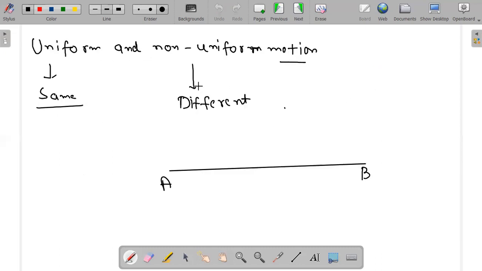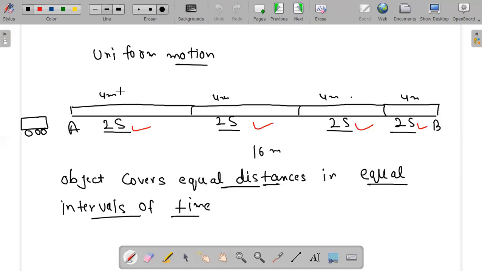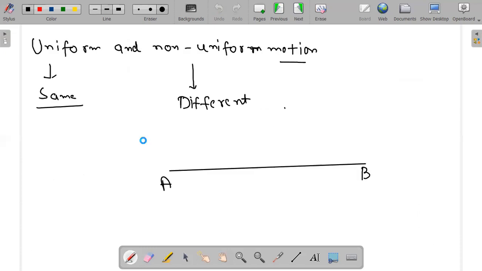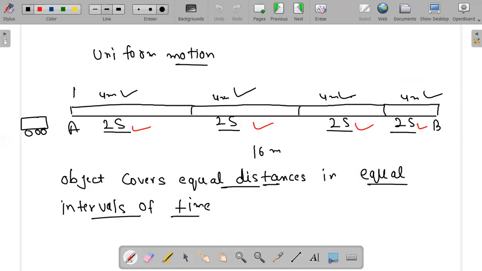Particularly in uniform motion, you can see 4 upon 2, 4 upon 2, 4 upon 2, and 4 upon 2. So I am writing uniform motion, and I try to find out speed or velocity for uniform motion. In the first case of uniform motion I have a distance, this is my second case, this is my third case, and this is my fourth case of the whole route. So for uniform motion, I'm trying to find distance, speed and velocity.